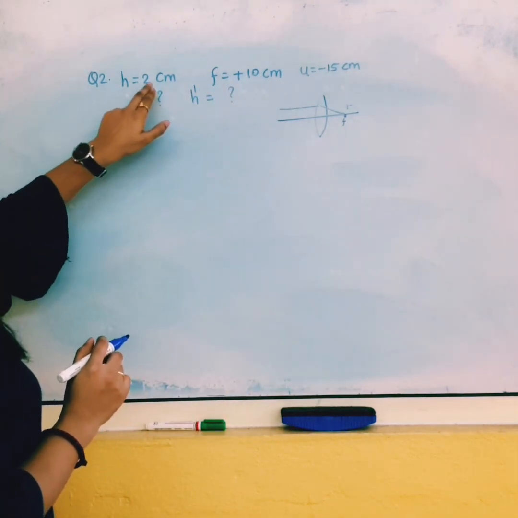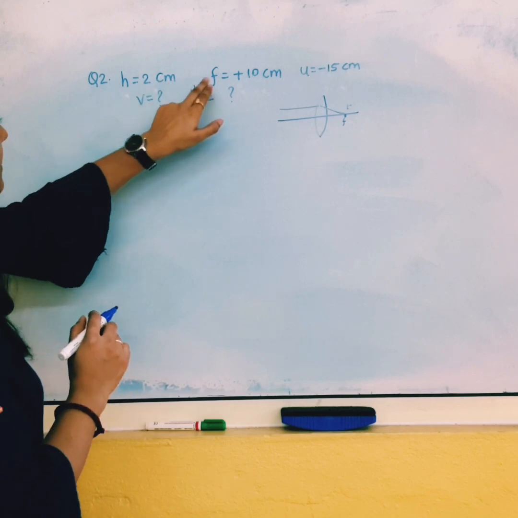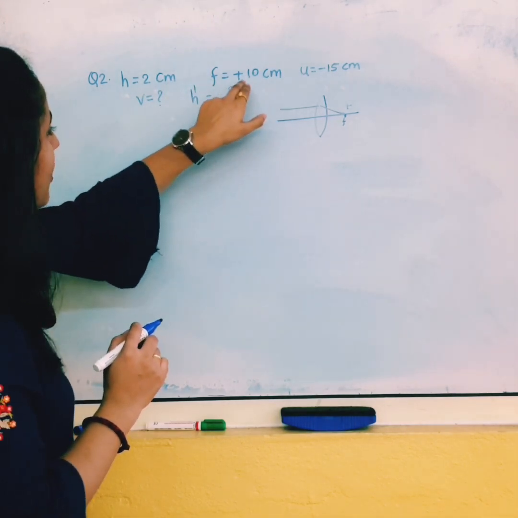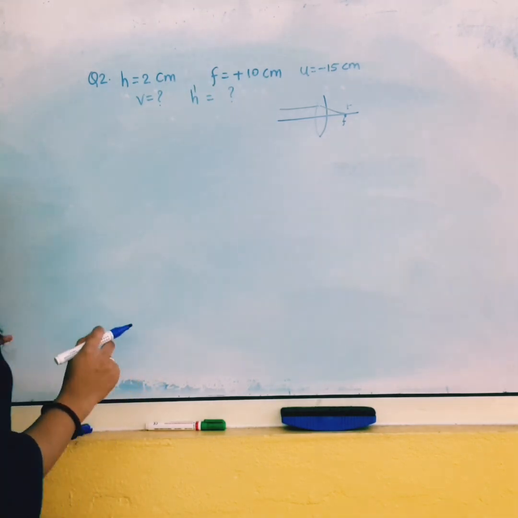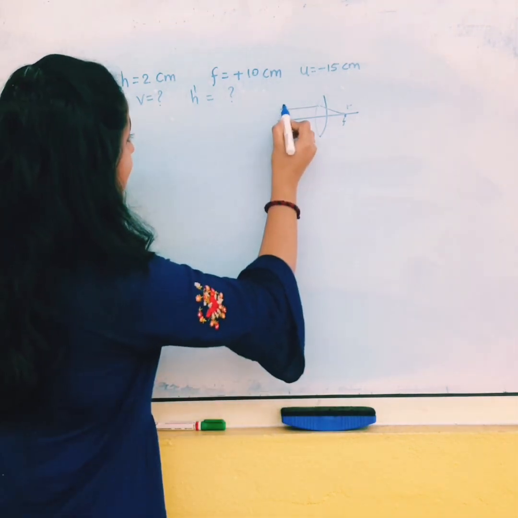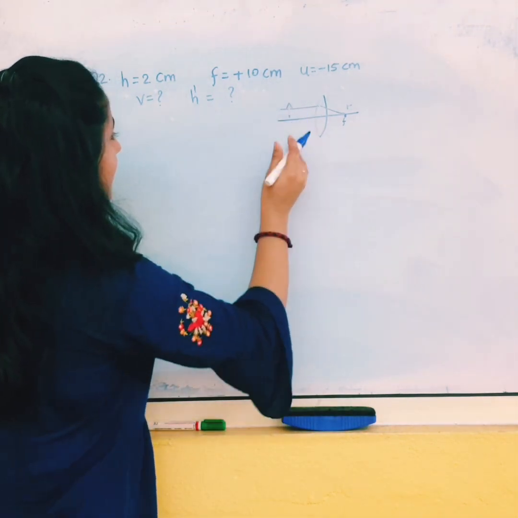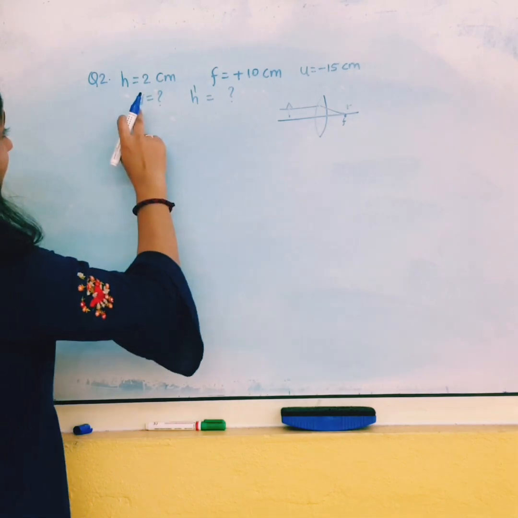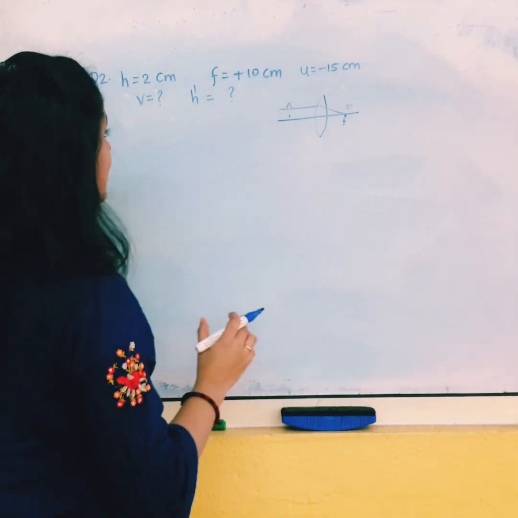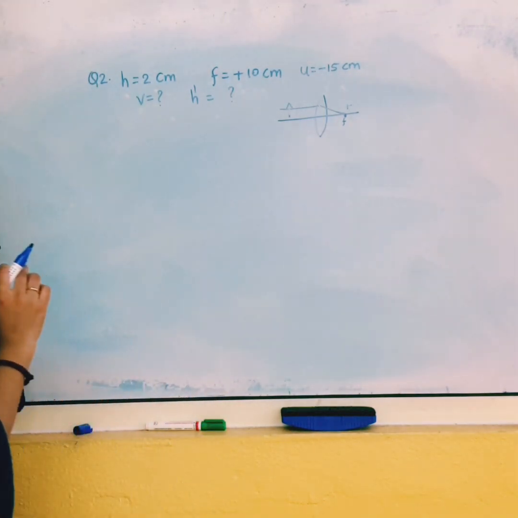Height of the object is 2 centimeter. Focal length is positive 10 centimeter, and object distance is negative 15 because the object lies this side itself. You are asked to find the image distance as well as the size of the image.